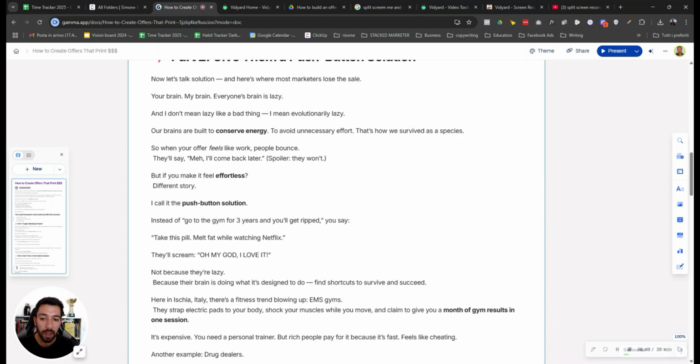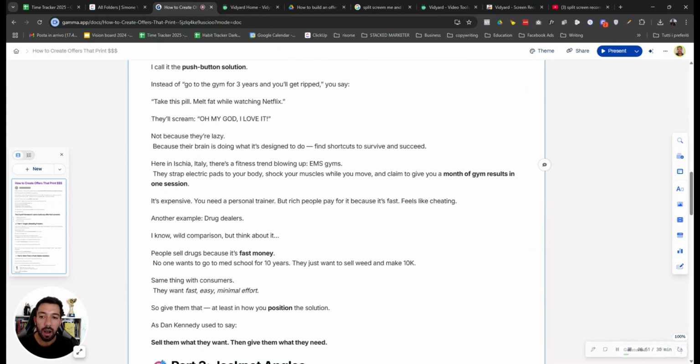Okay, and there is also another example here in Italy. There is a trend in Italy that is blowing up, and it's EMS gyms. Basically, these are high-end gyms where you go and they strap electric pads on your body and they shock your muscles while you work out. And they claim that when you exercise with these pads on, one session is like 1 month of gym results. So it's the same. It's exactly the same.